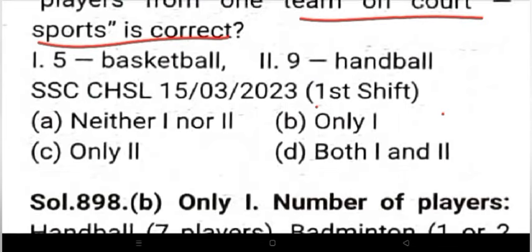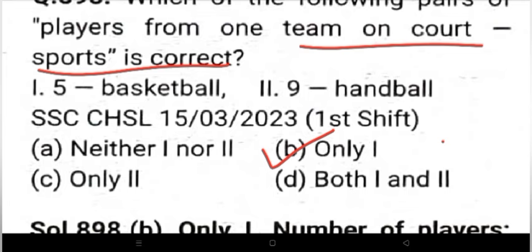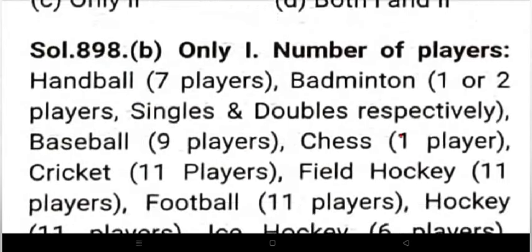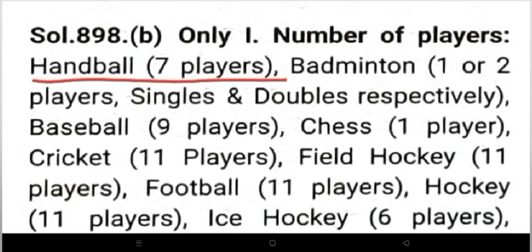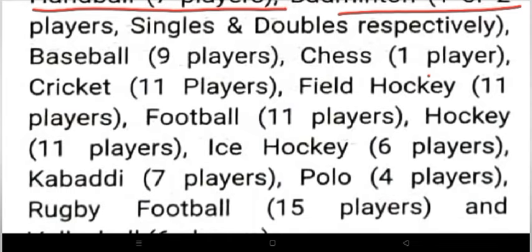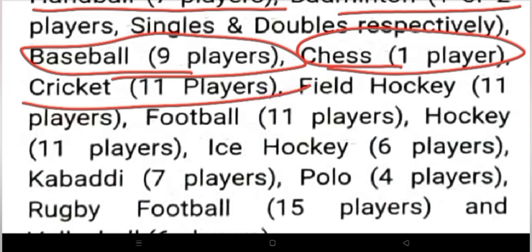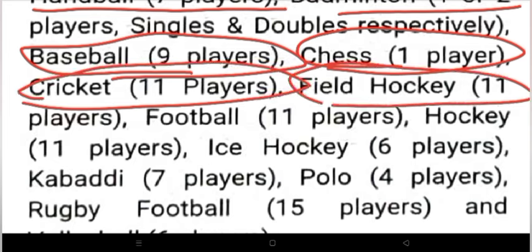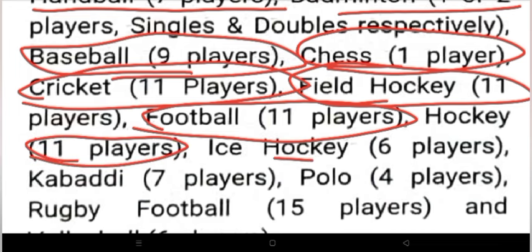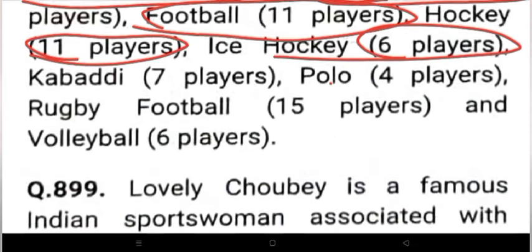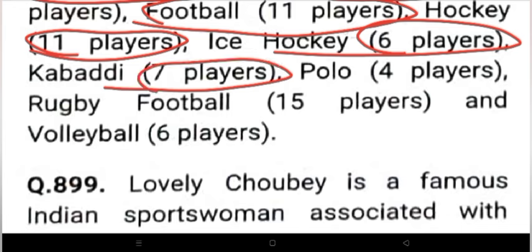Basketball, 5 players. Handball, 7 players. Badminton, 1 or 2 players, singles and doubles respectively. Baseball, 9 players. Chess, 1 player. Cricket, 11 players. Field hockey, 11. Football, 11. Ice hockey, 6 players. Kabaddi, 7. Polo, 4. Rugby, 15 players.